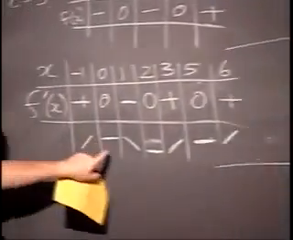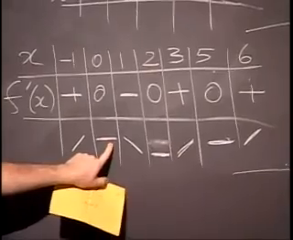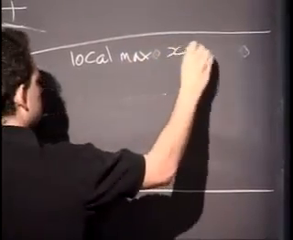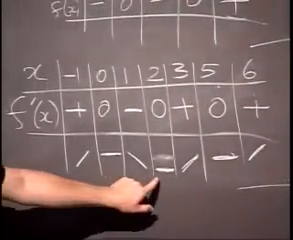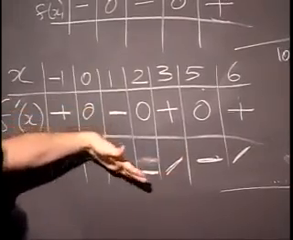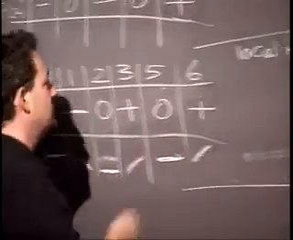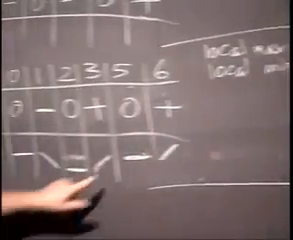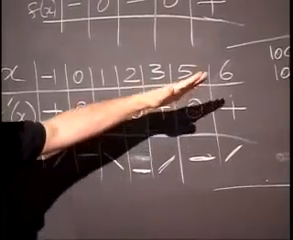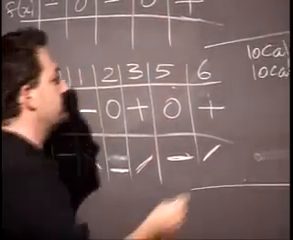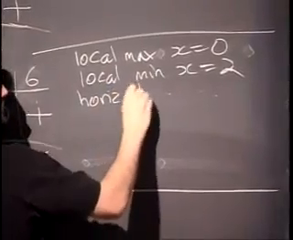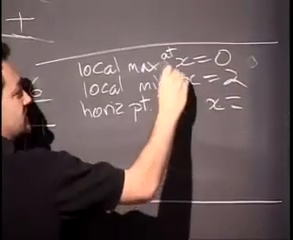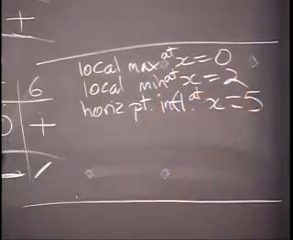We have a local maximum at x equals 0. Whereas at x equals 2, we have a local minimum. The curve's going down, that's the bottom, and then up. So local min at x equals 2. How about at x equals 5? Well, it's going up, and then it's 0, and then up again. So it's a horizontal point of inflection. I should write "at" in each case. At x equals 5.